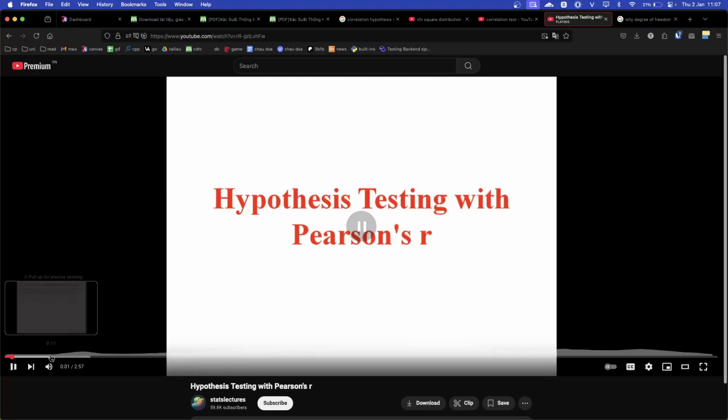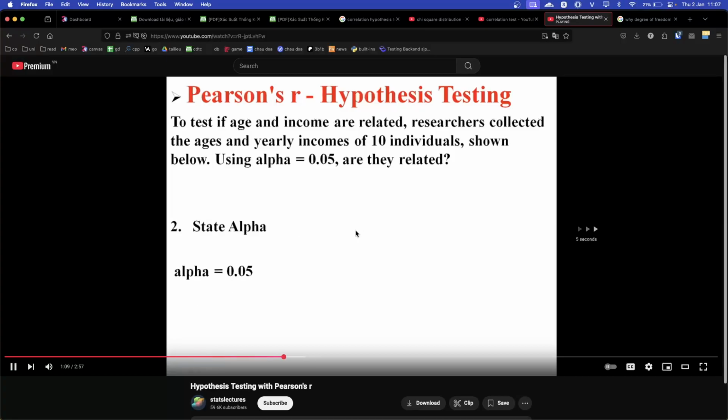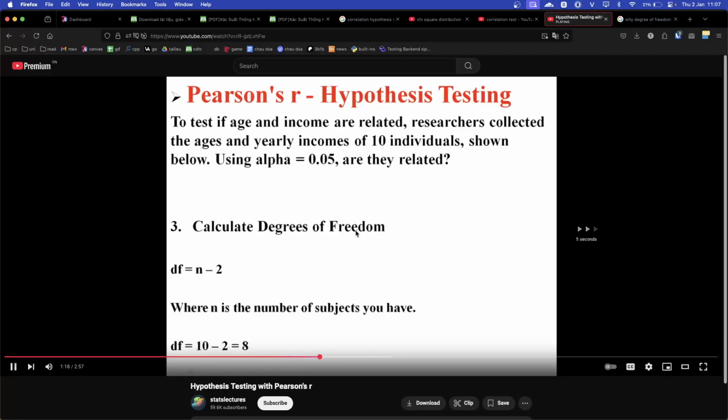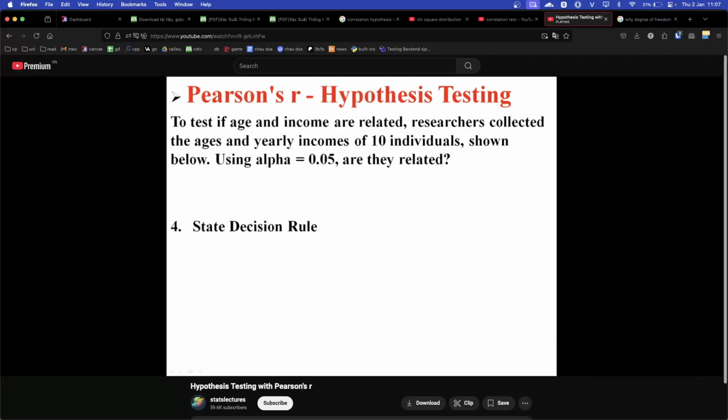Now we're going to do some I had before. And I'm going to ask you a question. To test if age and income are related, research collected these using my 0.05 table and our degrees of freedom. We're going to calculate degrees. So from that, we will take our decision rule.